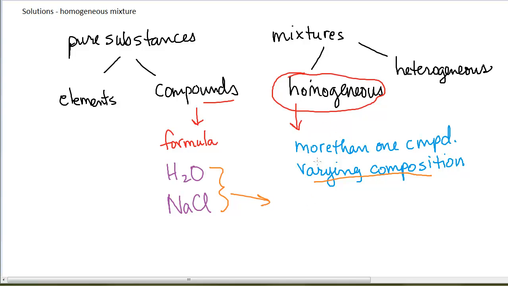Other examples of homogeneous mixtures that we're familiar with: Kool-Aid, coffee. All of these have varying compositions in that different people can make them different ways. You might like your coffee straight black, you might like your coffee with sugar and cream, and even if you like your coffee with sugar and cream, you might put a different amount of sugar and cream in your coffee than someone else. We still call those coffees, but they're mixtures because they have varying compositions. So we're going to focus in on the varying composition of mixtures.